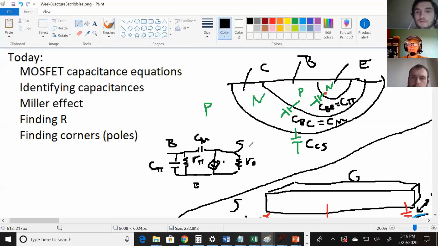Soon, I'll move the substrate up a little bit here. But yeah, the C pi is in parallel with R pi. And then from the base to collector, that's your C mu. Okay, so that was the BJT.